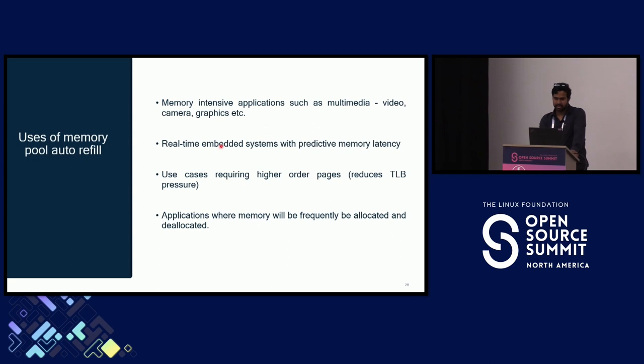So the usage of this, of course, is for memory intensive use cases, like multimedia, video, camera, and graphics, which require multiple GBs of DMA memory. Imagine allocating, for example, 3 GB of memory via the page allocator. That is going to take a bunch of time. So instead, you have this pooling mechanism, you attach this auto refilling mechanism, and you make sure your pool always holds some memory when it needs it. So it's very useful for multimedia use cases, which are memory intensive applications.